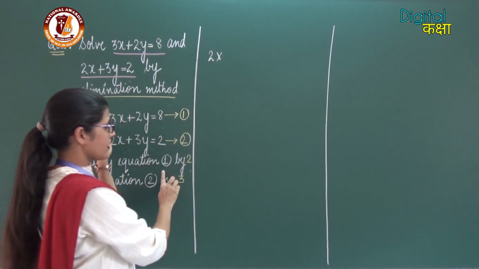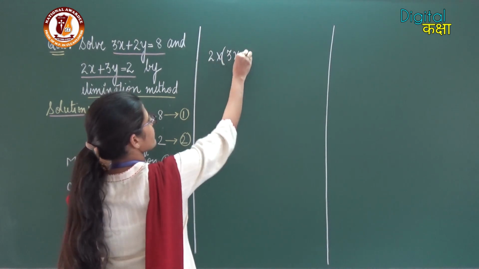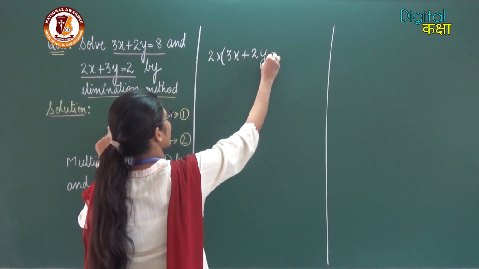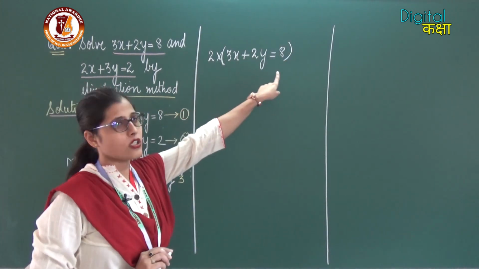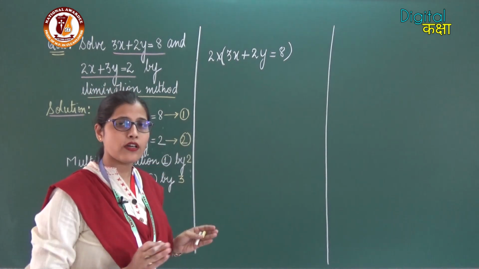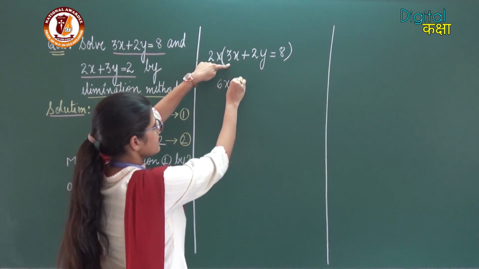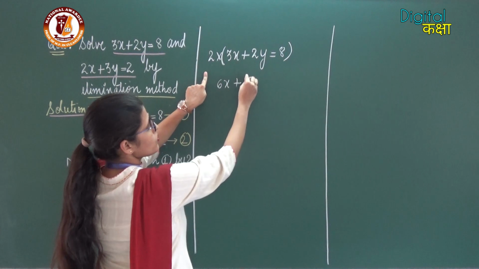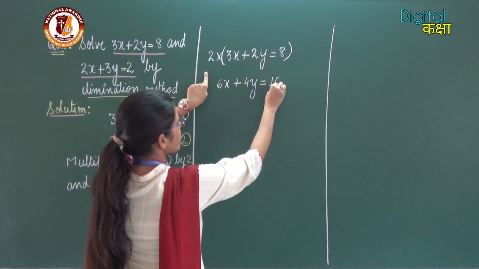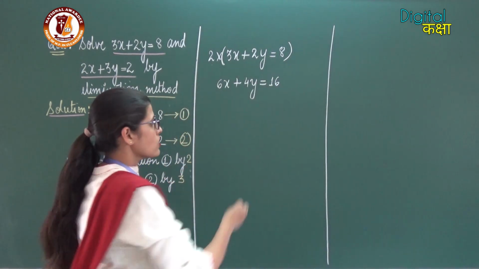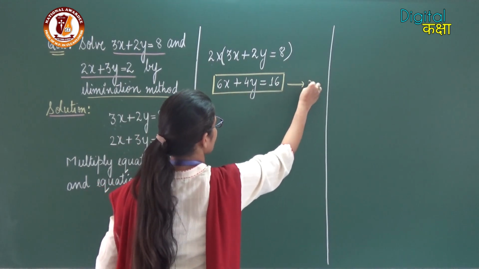As we are multiplying equation 1 by 2, we get 2 multiplied by 3x plus 2y equals 8. Since this 2 is multiplied on the overall equation, every term will be multiplied by 2. 2 threes are 6x plus 2 into 2 is 4y equals 2 into 8, which is 16. We will name it equation number 3.